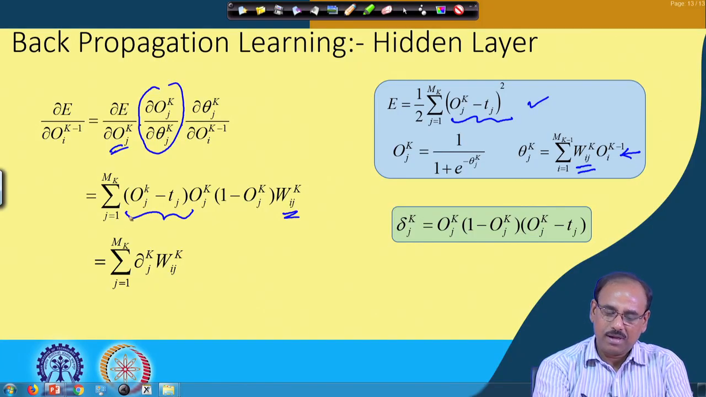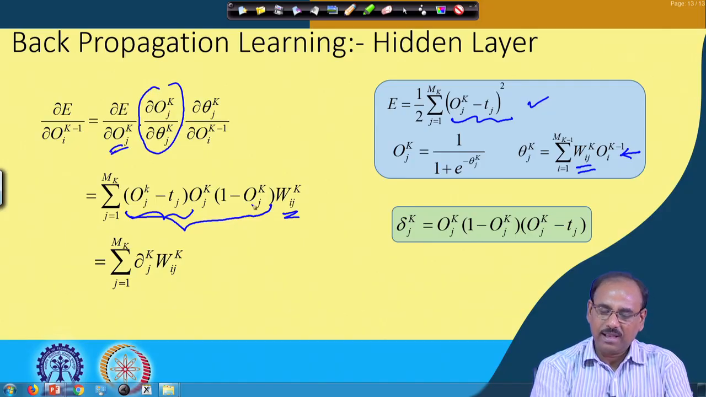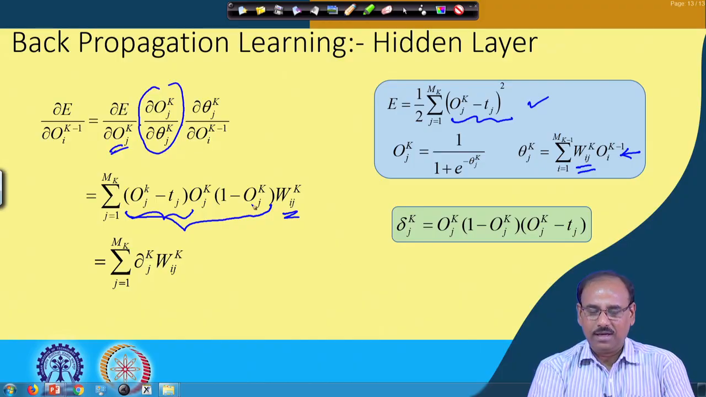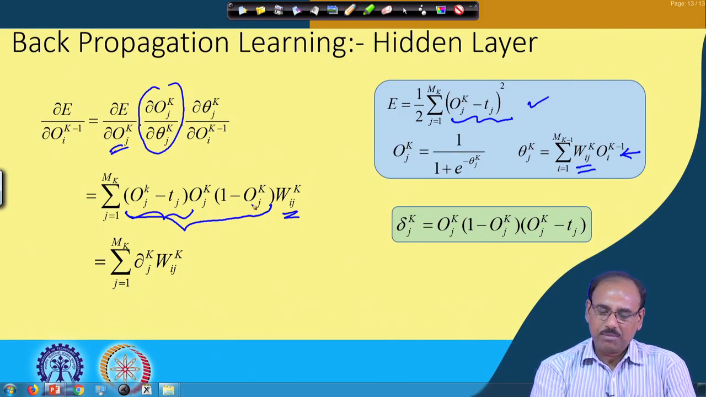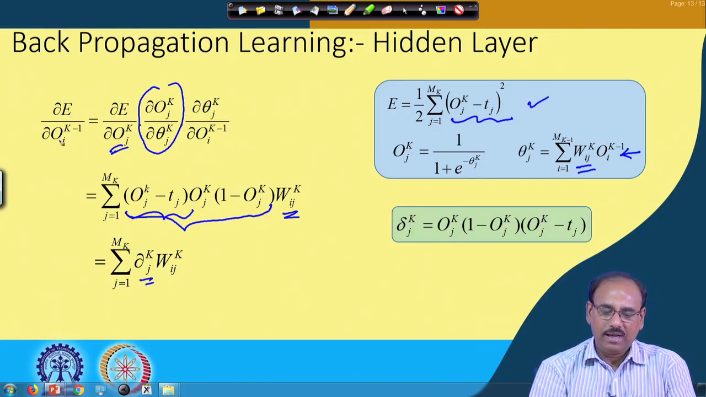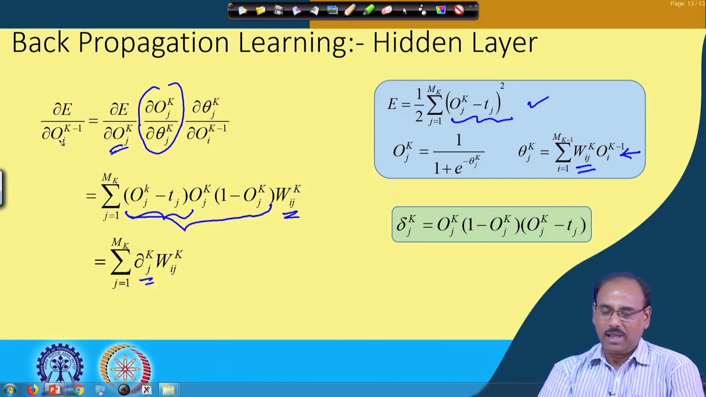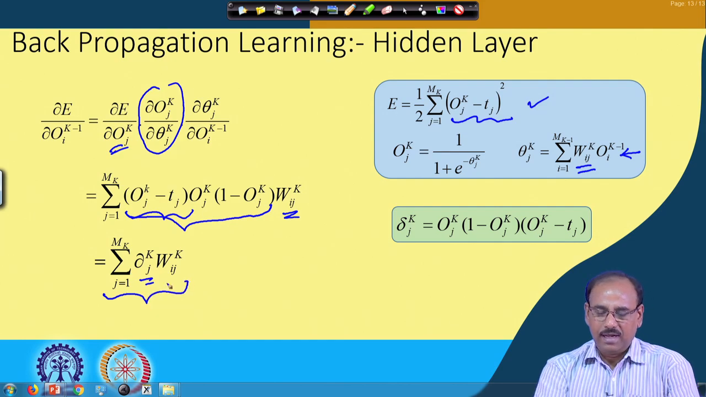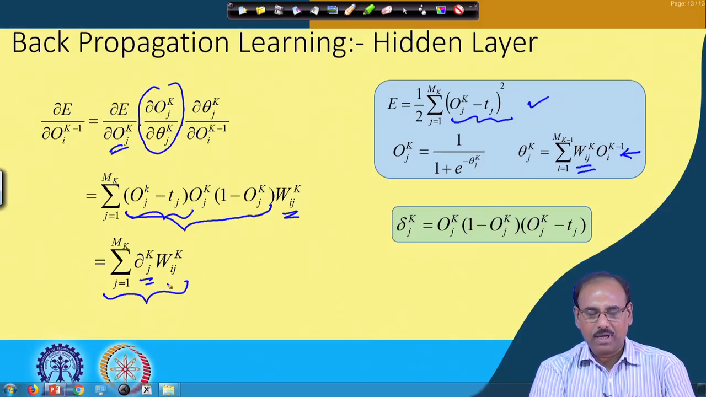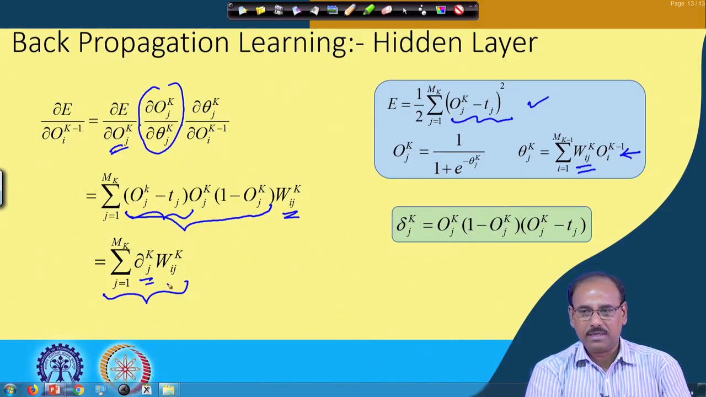and this I can write as, now you can try to recollect, earlier we had written this term (O_j^k minus T_j) into O_j^k into (1 minus O_j^k) as delta_j^k. So, that I put over here. That simply tells me that del E / del O_i^(k-1) simply becomes the sum of delta_j^k W_ij^k, where you take the summation over j equal to 1 to m_k, that is the total number of neurons that you have at the output layer.